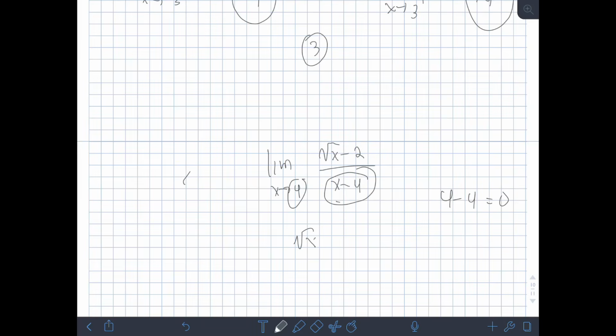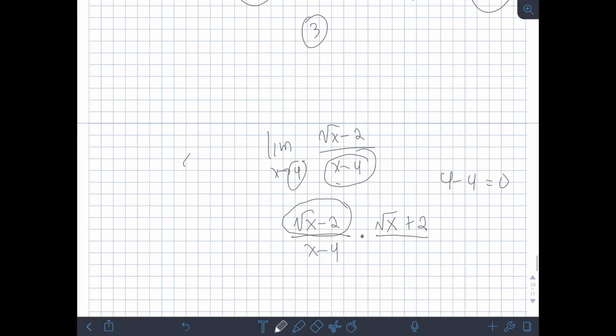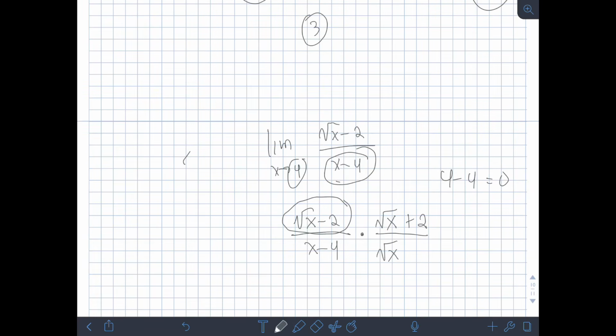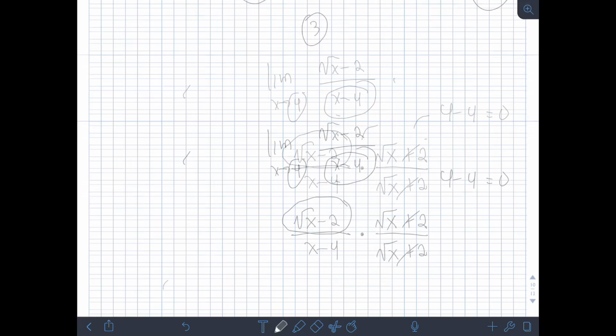Di ba itong square root of x minus 2 over x minus 4, pwede natin itong i-multiply sa isang factor, both numerator and denominator. I-rationalize natin itong numerator. So, square root of x plus 2. I-multiply natin sa conjugate nung numerator, kung naalala nyo yung tinuro ko doon sa video ko about rationalization of radicals. Dito rin sa denominator, mag-multiply tayo ng square root of x plus 2, para equivalently, 1 lang yung minultiply natin kasi cancel lang sila, diba? So, simplify natin.